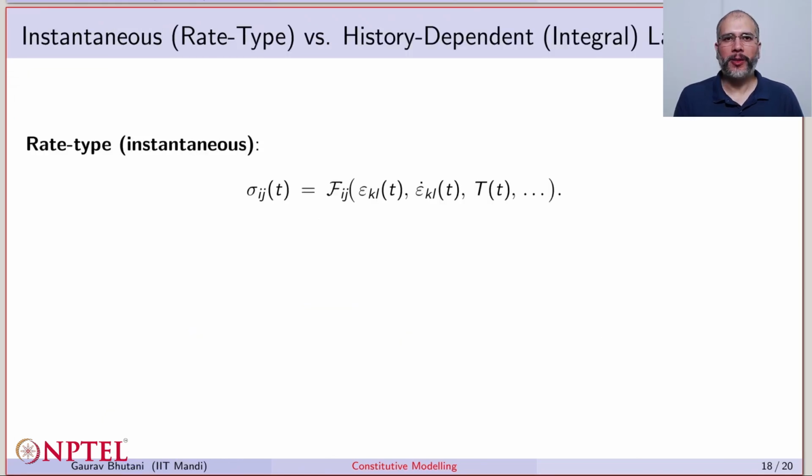Now we'll briefly talk about the type of models, or the mathematical form of models. One is called the instantaneous, or rate type models, where the response, let's say stress in this case, depends on strain rate or temperature at the same time t. So the stress at a given time depends on these causal functions at the same time t.